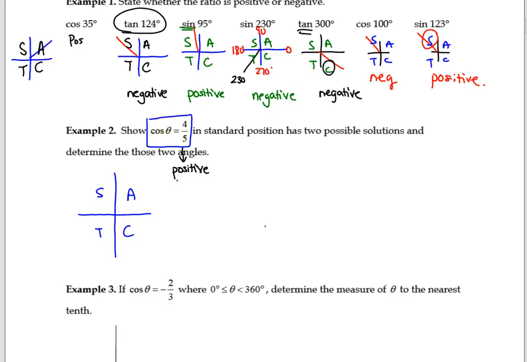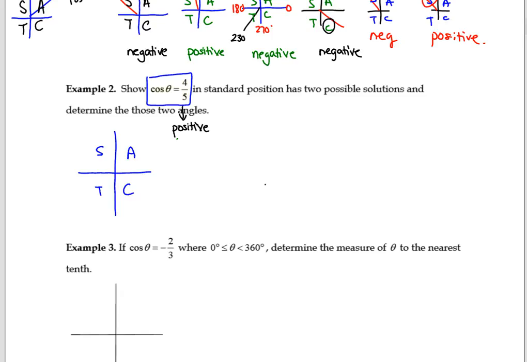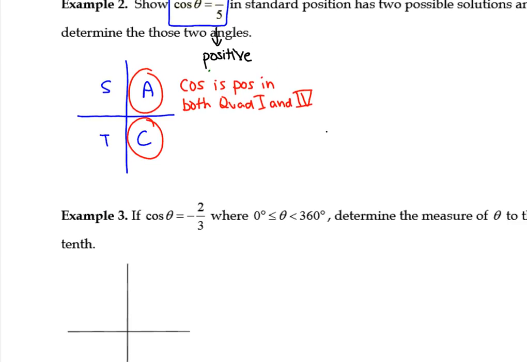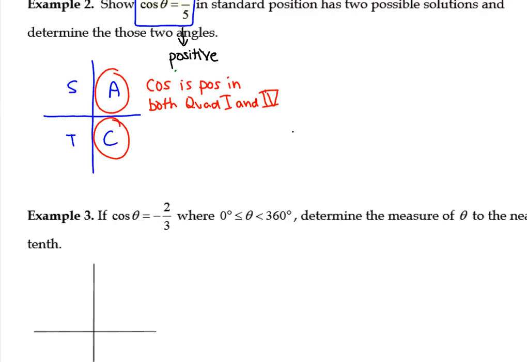So using CAST, where is cosine positive? What quadrants? 4 and also 1, right? So that means that our solution, cos is positive in both quadrant 1 and 4. I'll zoom in a bit. Positive both in 1 and 4. So we need to find the solutions for both.